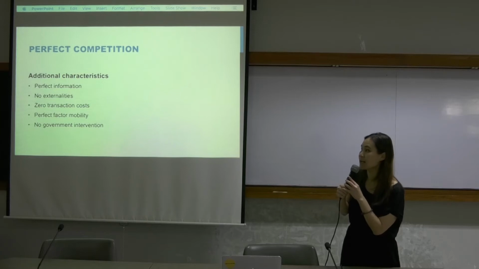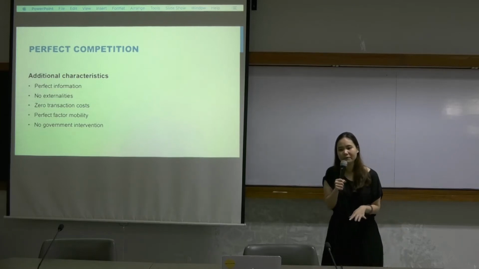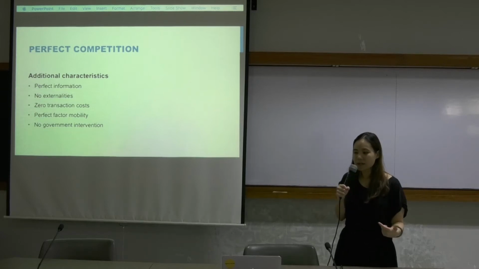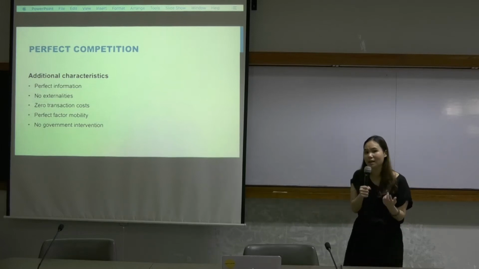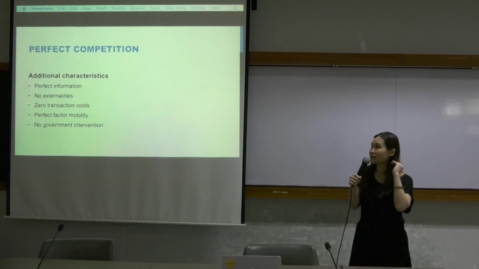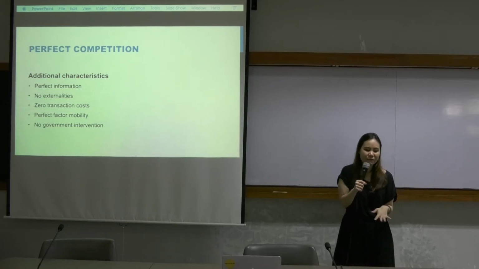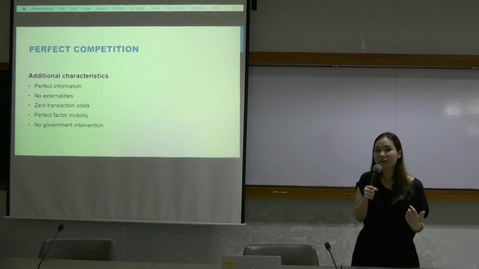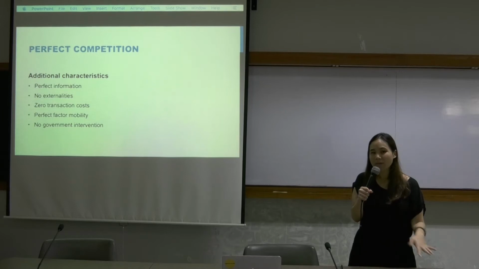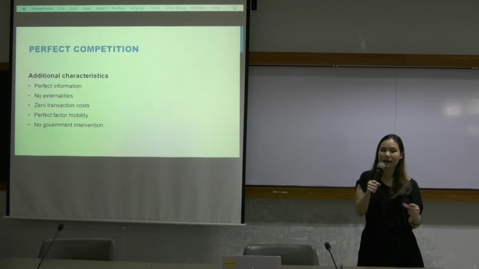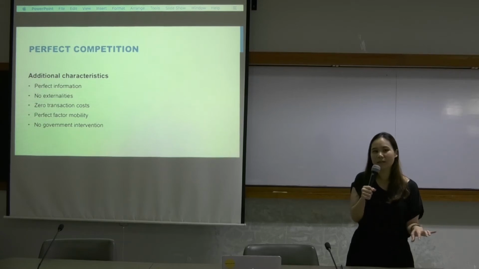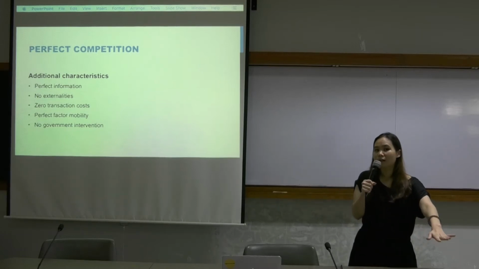Number two, no externalities. Basically, for a market to be perfectly competitive, all the costs that the firms create must fall onto the firms, and the benefit that consumers get must fall onto consumers. What does it mean? If I am a firm with a factory producing, for example, sugar, and my factory creates a lot of air pollution, or I let the polluted water go into the river, it means that my firm now creates costs to society, for example environmental costs. However, those costs do not fall onto the firm.